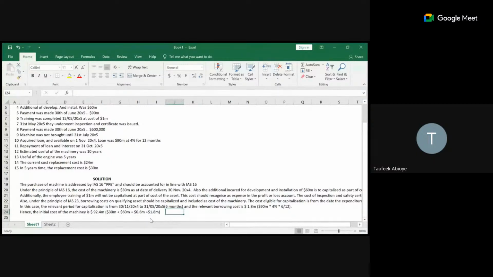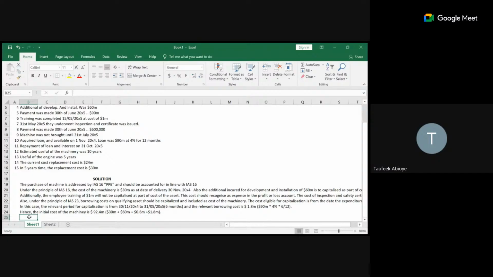Now, for us to get our carrying amount, we need to determine our depreciation. Please don't let us forget, because cost minus depreciation is going to give us our carrying amount. At the end of the period, we will show our carrying amount in our balance sheet. So now let's go for our depreciation.